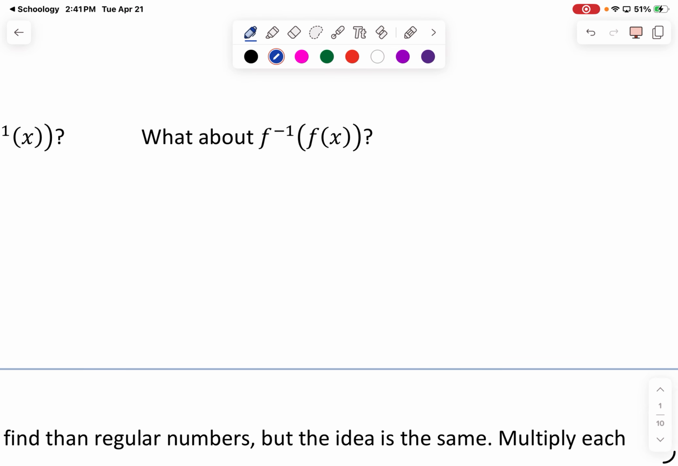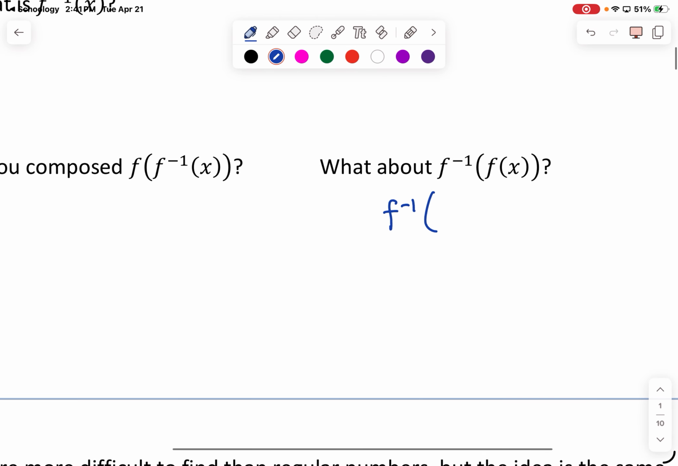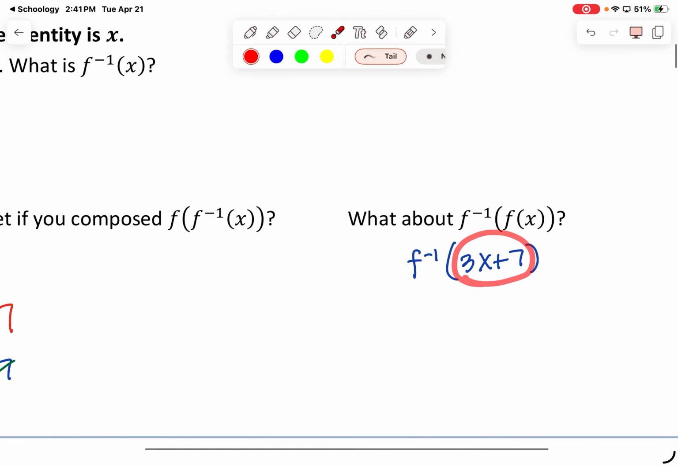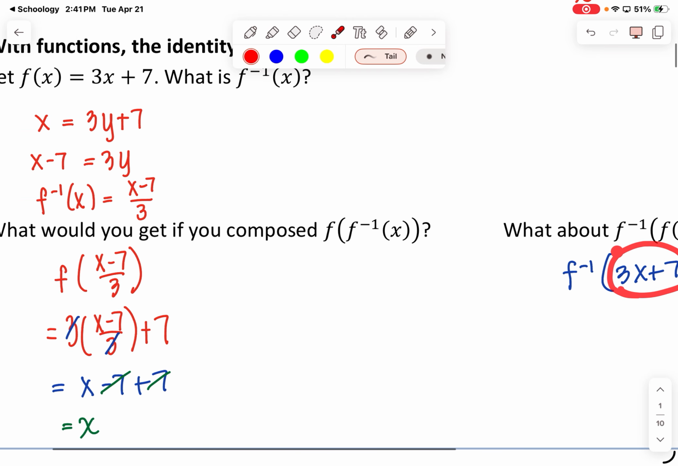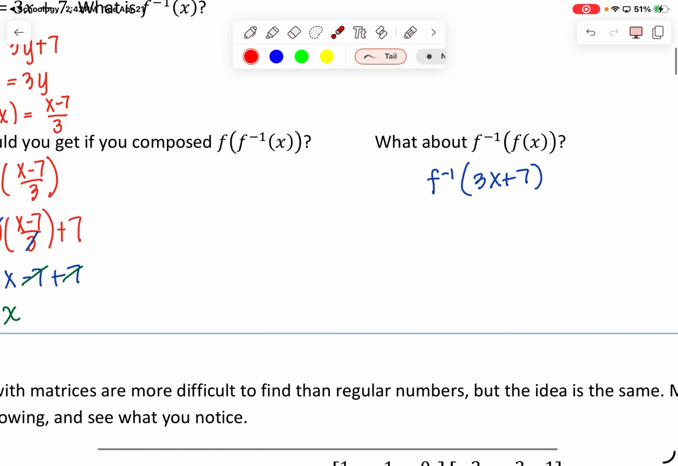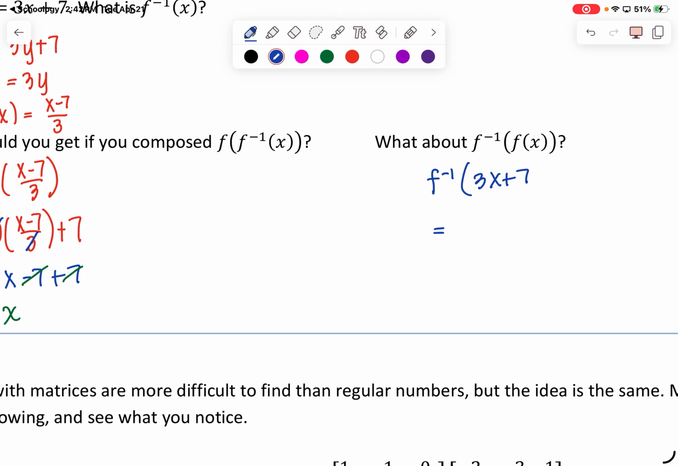And then f inverse of f. So we're going to take f inverse, and we are going to plug in f of x, which was 3x plus 7. So remember what this means to do. We are going to take this and plug it into the inverse for x. So we're going to plug it in right there. So we have 3x plus 7, minus 7, all over 3, plugging in 3x plus 7 for x.